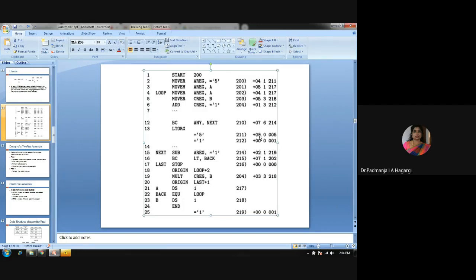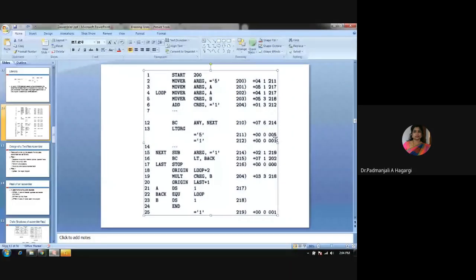LTORG value is 0 for this line. This is the operand 1 and this is the operand 2. So operand 1, we don't have any operand, therefore it is 0. And operand 2, it's a value called 5. So 005 is the value.